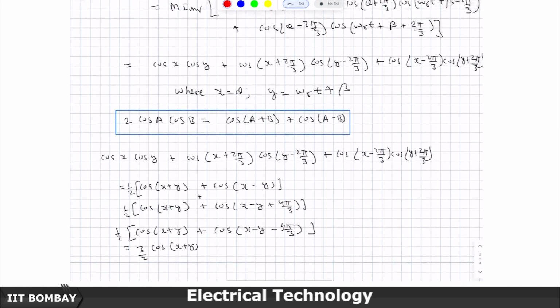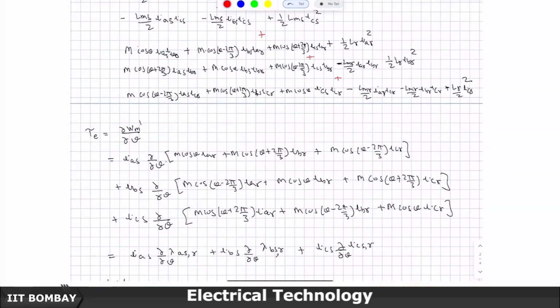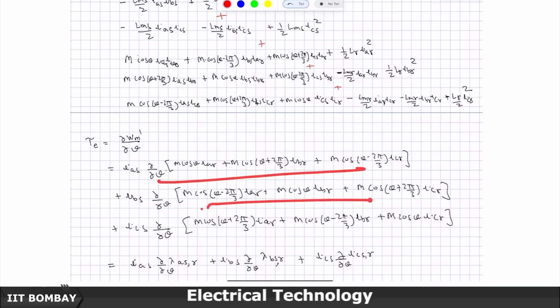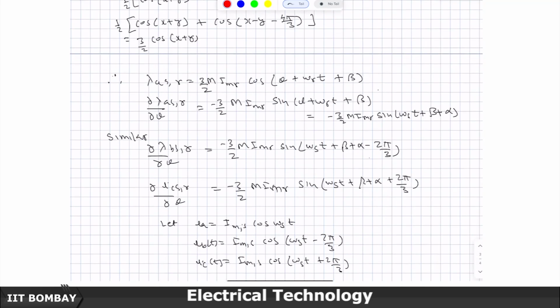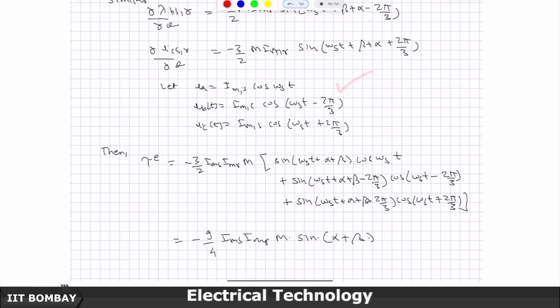So, now I have simplified this term, this term, this term. I need to just substitute I_AS, I_BS and I_CS. Let me take I_AS as I_MS cos of omega_s t, I_BS as I_MS cos of (omega_s t minus 2 pi by 3), I_CS as I_MS cos of (omega_s t plus 2 pi by 3), M indicating magnitude, S indicating stator, and omega_s indicating synchronous speed. Now I substitute.